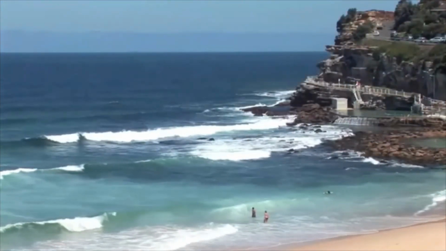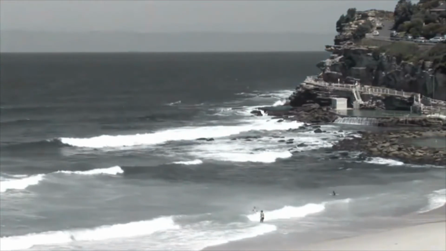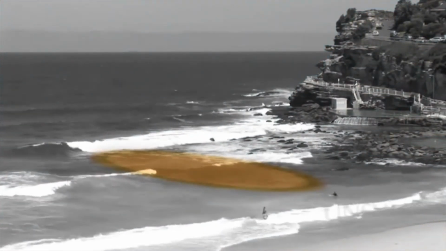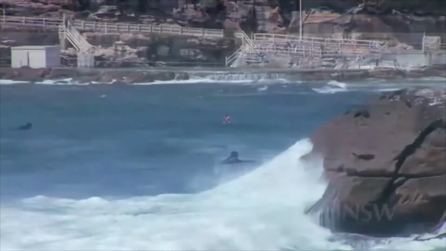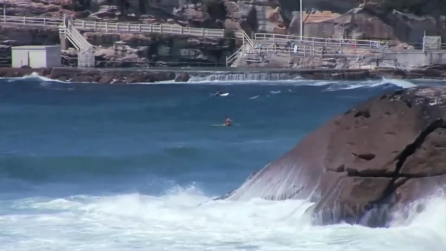Finally, we get something called a permanent rip, or a headland rip. And these are rips that are pushed against the headland, and they're there almost all the time. So it's another good reason to always be careful when you're swimming close to headlands and rocks.